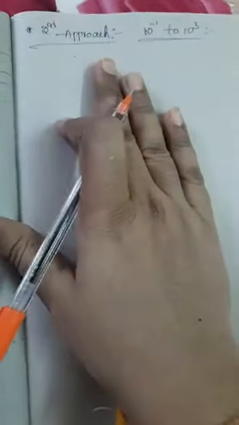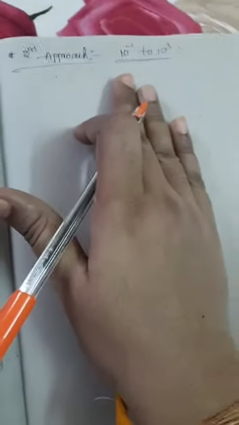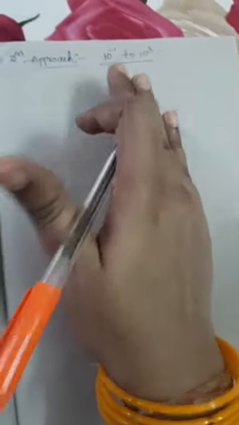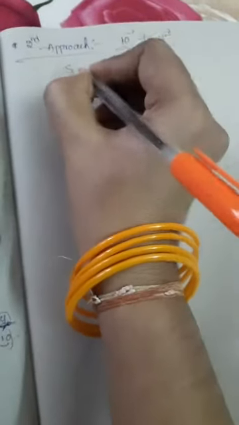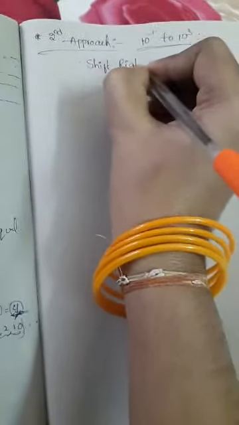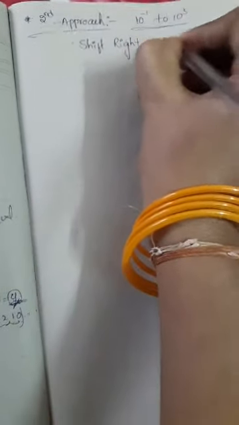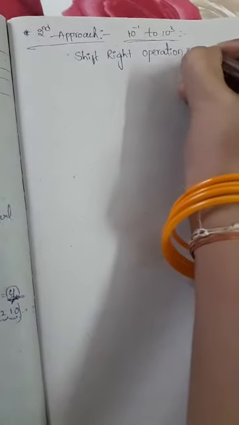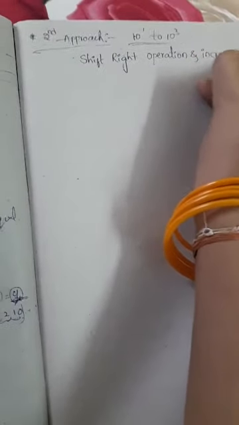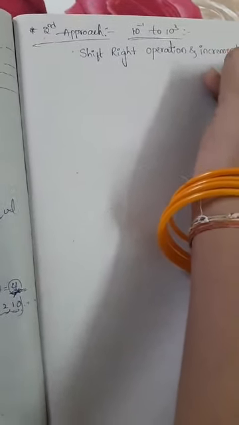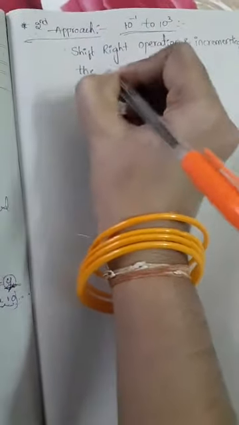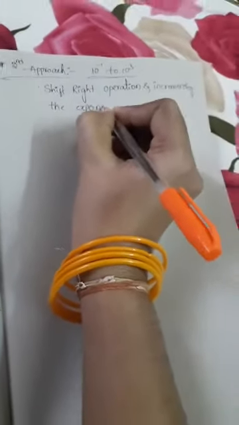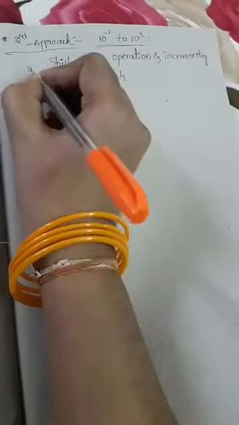Now coming to the second approach. For this second approach, how can we make it? By performing the shift right operation, exactly opposite to the first approach. Shift right operation and incrementing the exponents. This is the major point.